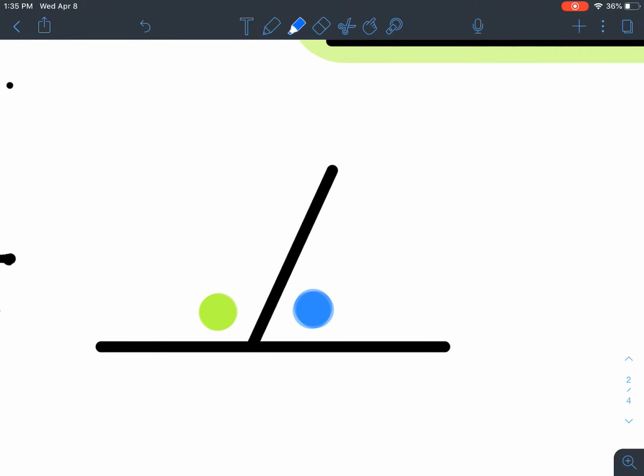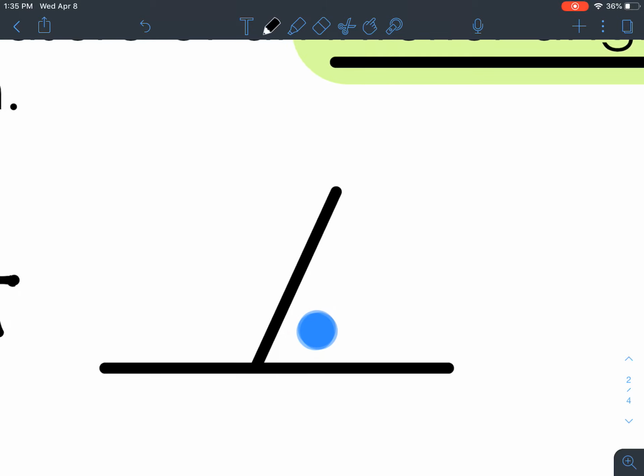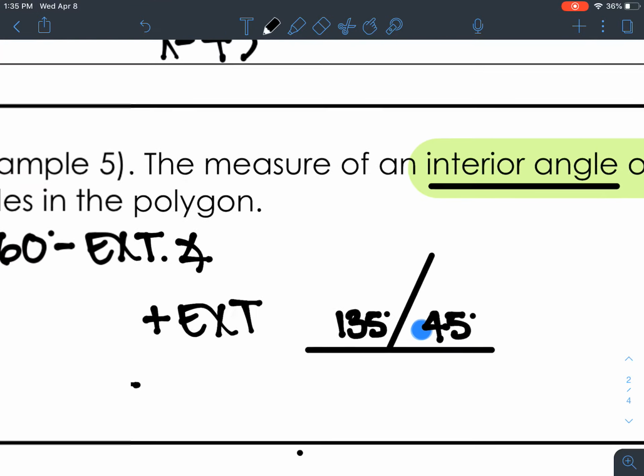Well, we already talked about that. They're supplementary. So we're going to mark this as 135 degrees. Then I want to find my exterior angle, which I can do because I know they're supplementary, which means that this is 45 degrees.